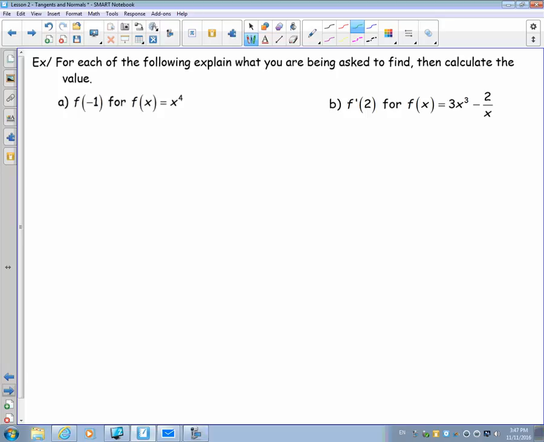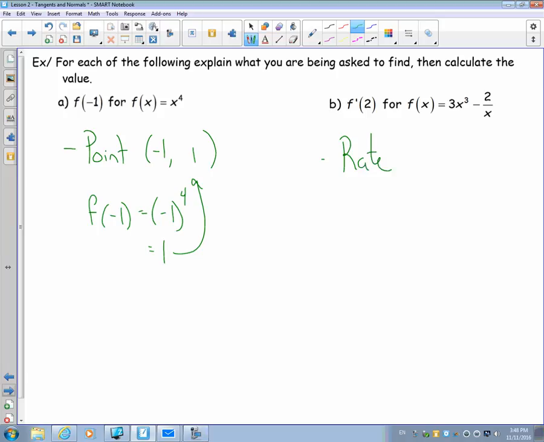F at -1 for this function. That means I'm looking for the point. Point, -1, and something. To figure out the something, I can use my original function. -1 to the 4 equals 1. So I've got the point, -1, 1. In B, F prime at 2. That's asking me for the rate when x is 2. I need to use my derivative function.